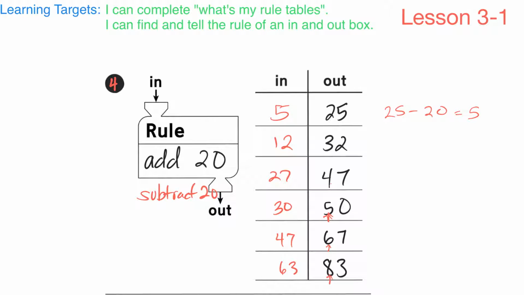So again, we were doing the opposite. Since our rule is to add to get from the in to the out, but we were going in backwards order, we had to go in reverse and do the opposite of that rule.